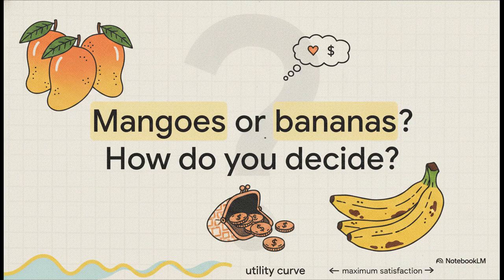Well, in economics, we call this the problem of choice. Naturally, every consumer wants the combination of goods that gives them the absolute maximum satisfaction. But our likes and our budgets kind of limit us. And really, this entire chapter is just about the frameworks economists use to solve that exact problem.